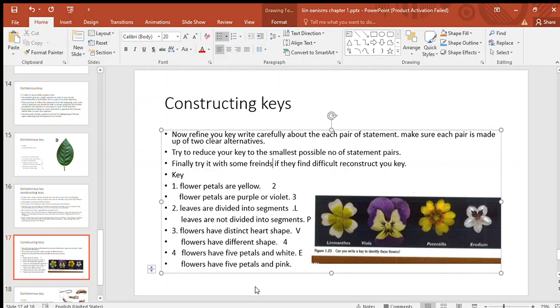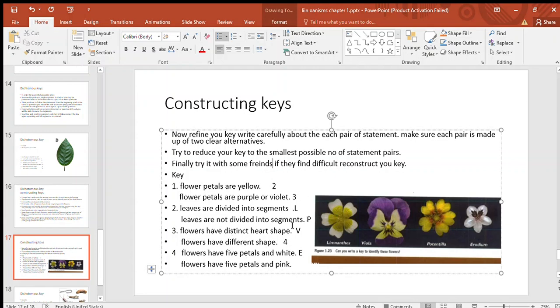Now, which key do I write here? Keys. Flower petals are yellow. Flower petals are purple or violet. We have two flowers. Flower petals are yellow, and flower petals are violet or purple. Now, for flower petals are yellow, we go to option number 2. We have to look at another feature. Leaves are divided into segments. Yes, its leaves are divided into segments. It is Lymanthus. Now, flower petals are purple or violet. Yes, here is a flower which has purple or violet petals.